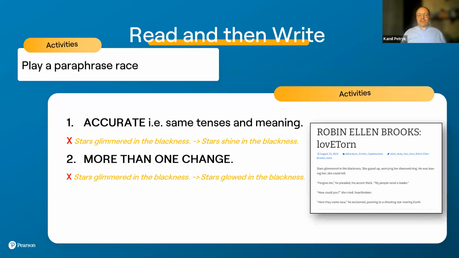So again, stars glowed in the blackness. It's just one change, so this is not accepted. But the sentence stars glowed in the darkness, these are accepted. So this is a paraphrase race, and this is a race, so you can run it as a competition. The first team or pair or individual to complete the paraphrases will be the winner and will get a prize from you, for example, if you have any prize for your students.